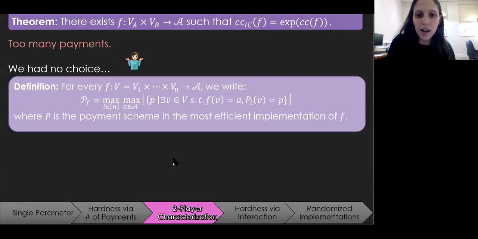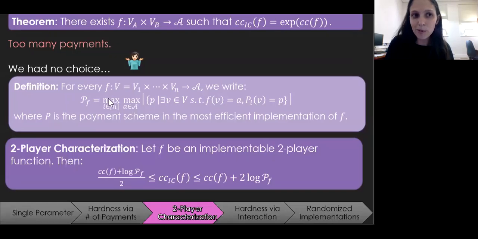In order to do so, we need to define the following notion, which means that if you fix the most efficient payment scheme for each player, then PF is the highest number of possible prices some player might pay for an alternative. In other words, for each player, we go over all the alternatives, and for each alternative, we count how many different prices there are for this alternative, and then we take the maximum over all the alternatives, and then the maximum over all the players, and this is this factor. From now on, we're just going to call it the number of prices and not PF.